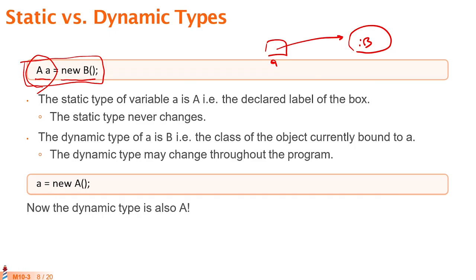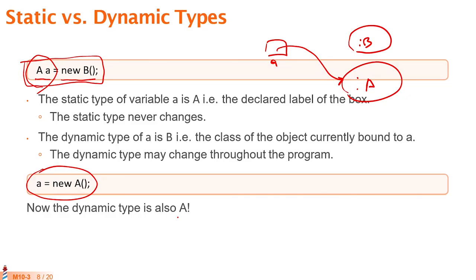If we change the value of A in another part of the program, we modify it later in the execution, and now make it point to an object of type A. We instantiate a new object of type A and point a reference to it. Now the dynamic type of the variable A is the class A.